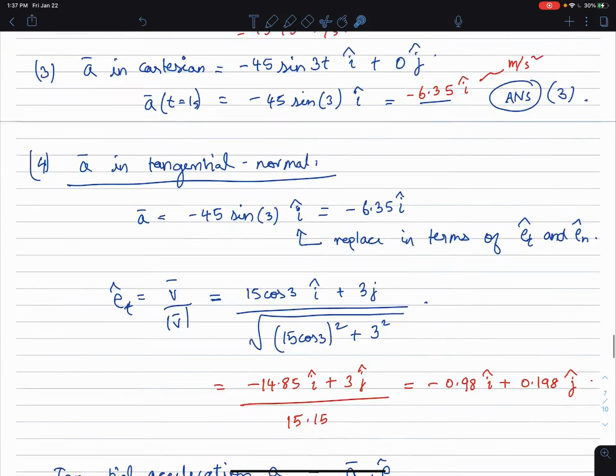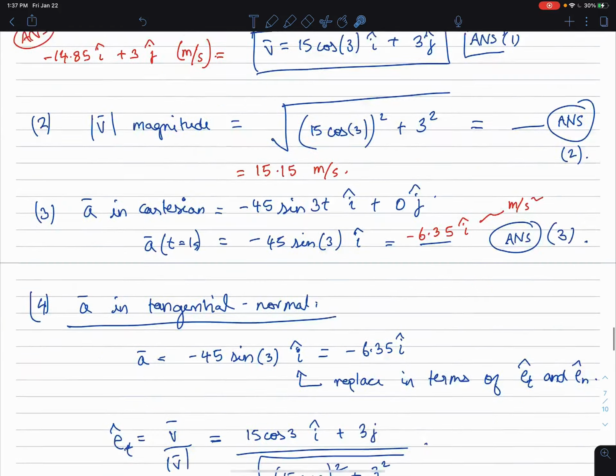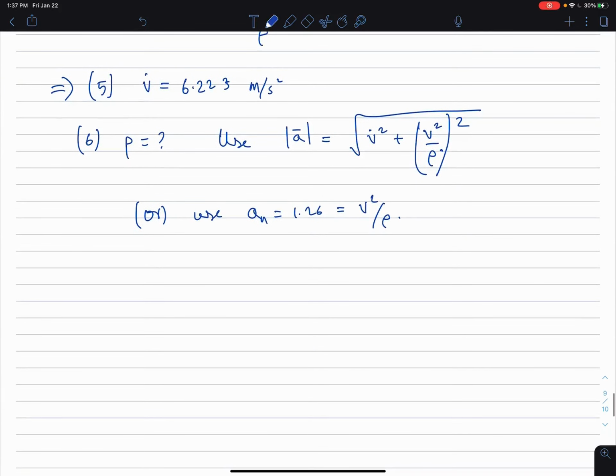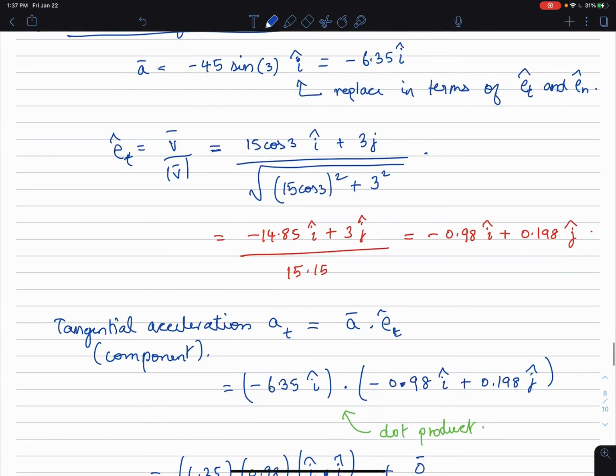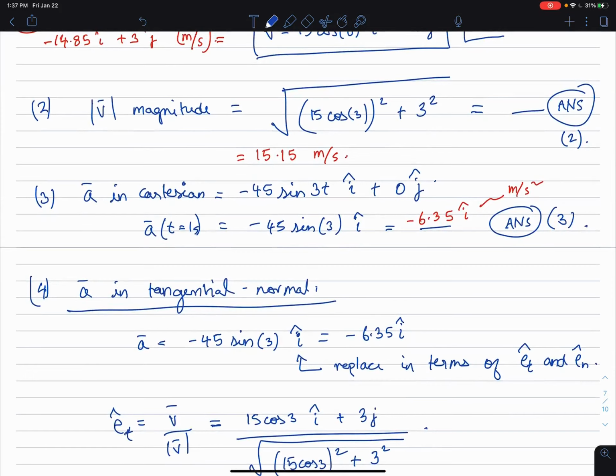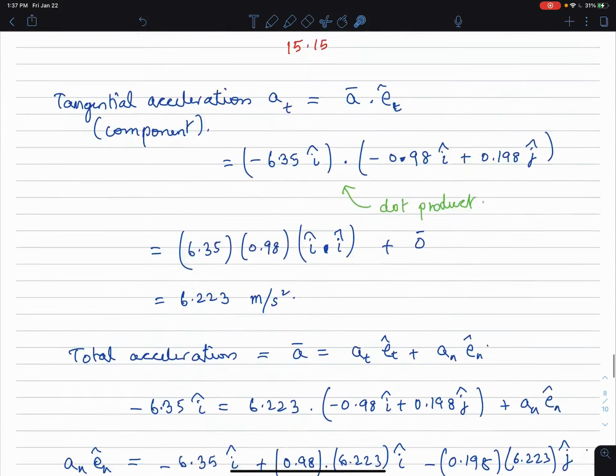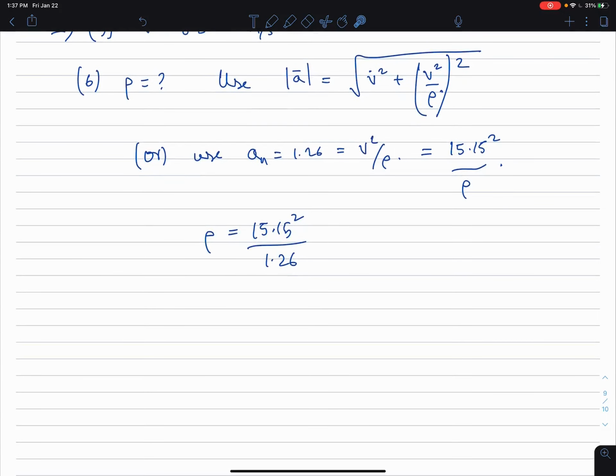What is v? We already computed it, 15.15. So 1.26 equals 15.15 squared divided by rho, so rho equals 15.15 squared divided by 1.26. Let me just make sure it's 15.15 there. Looks like it. I'm doing this offline here: 15.15 squared over 1.26 is about 182.16 or something.